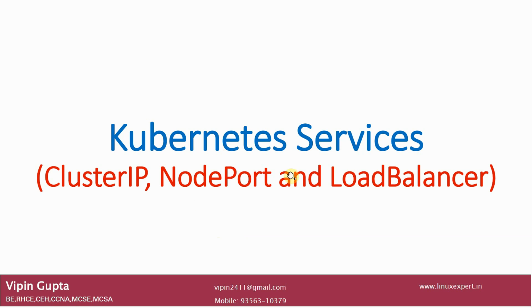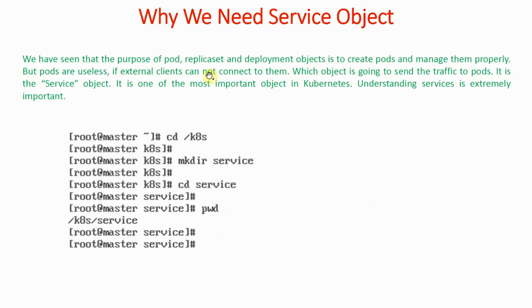Now here we are going to deal with Kubernetes services. It is one of the most important objects in Kubernetes, and we are going to discuss the different types of service available: cluster IP, node port, and load balancer. Now, why do we need a service object?